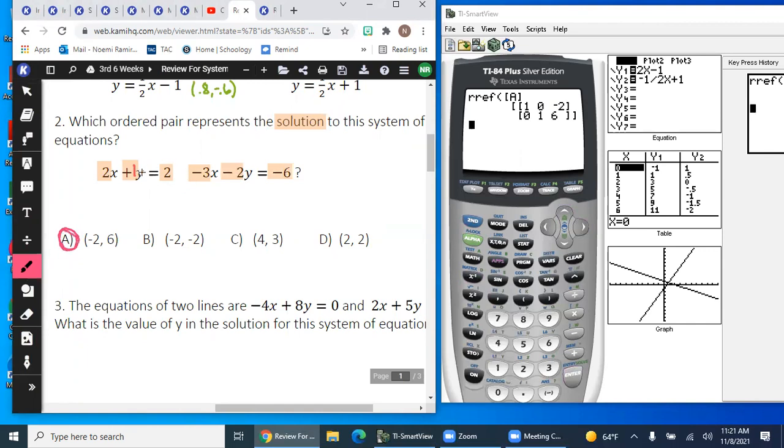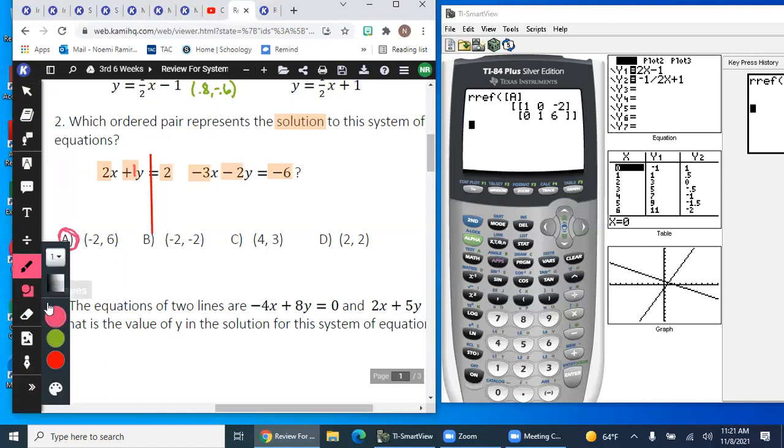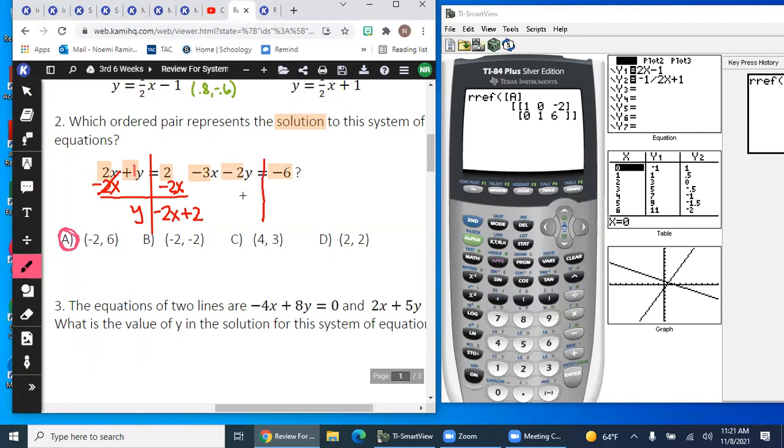Now, if you couldn't get the steps to matrix, technically you could solve both of these for y. So if I were to solve that first one, I subtract 2x, and this is actually one step because I bring down 1y, which is the same as y, -2x plus 2. Here, I add 3x to both sides: -2y, bring down 3x minus 6, and then divide by -2.